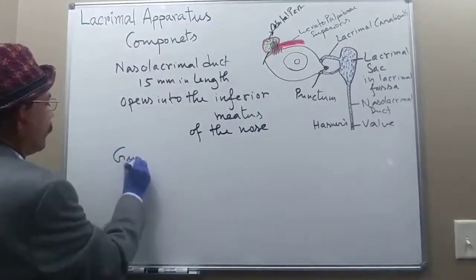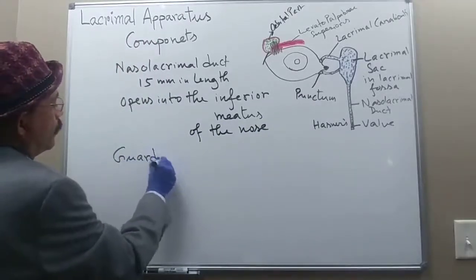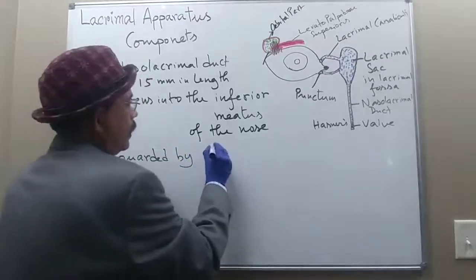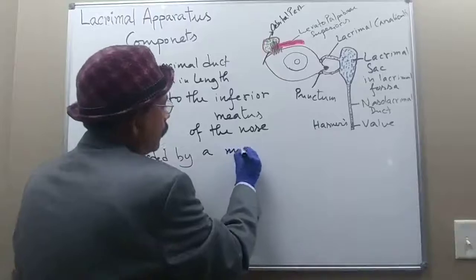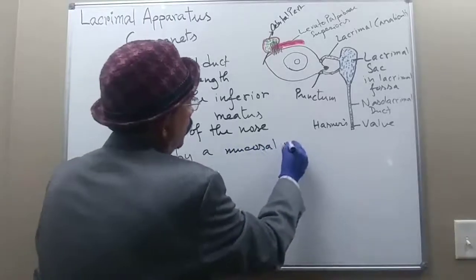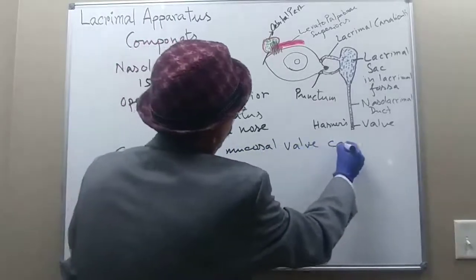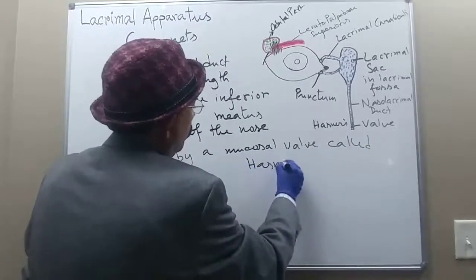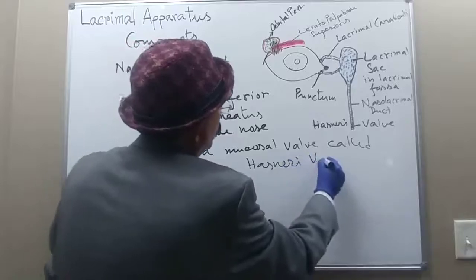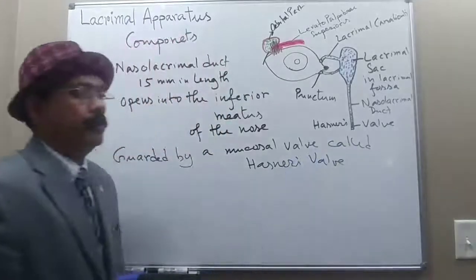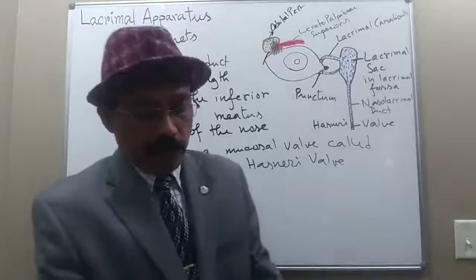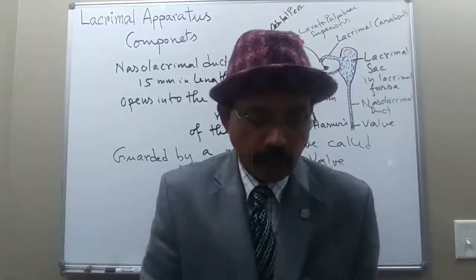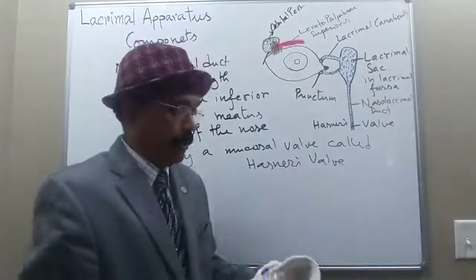guarded by a mucosal valve called Hasner's valve. Okay, we got the Hasner's valve. So the Hasner valve is guarding the opening of the nasolacrimal duct.